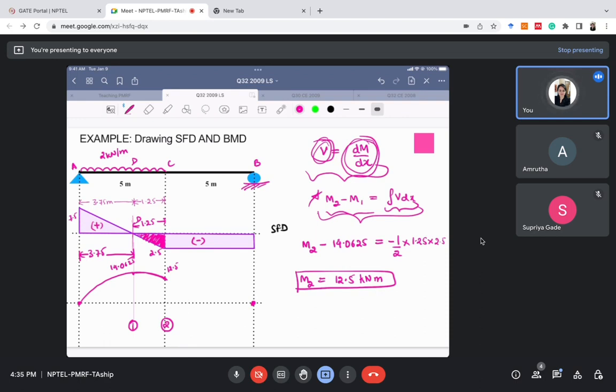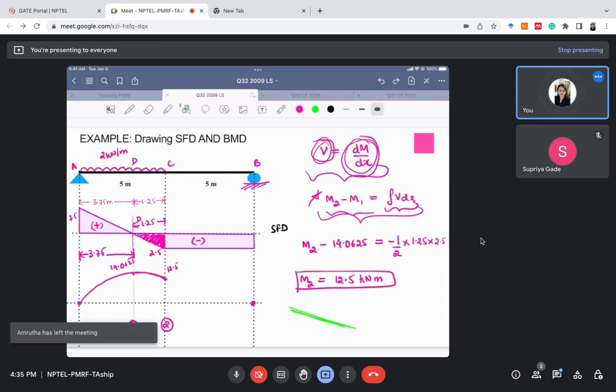For section CB, we know that the shear force diagram is negative but constant. It is neither increasing nor decreasing. Therefore, the slope of the bending moment diagram for section CB will be negative and constant. And how does a negative and constant slope look? It looks like this, right? So we will join section CB with this particular slope, that is negative and constant. So this is the slope of the bending moment diagram.